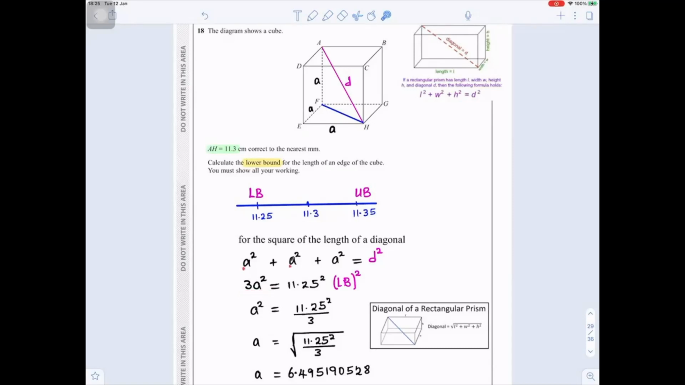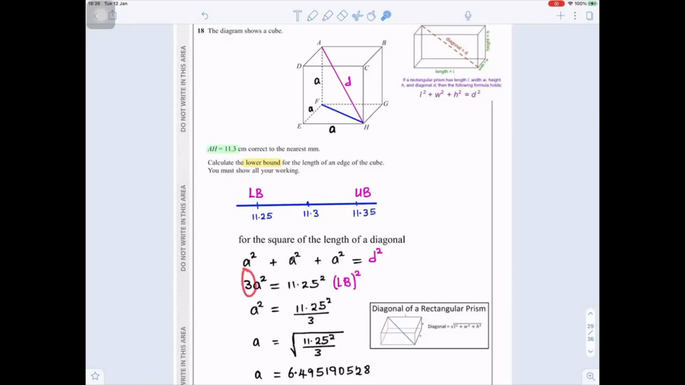1 apple plus 1 apple plus 1 apple, that's like 3 apples. So 3A squared is equal to 11.25 squared, because we are using the lower bound. It says calculate the lower bound, so we use 11.25 because that's the lower bound. 11.25 squared. We want to solve this equation.